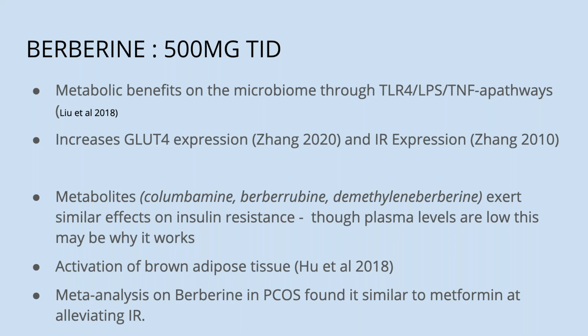It's been known for some time that berberine doesn't really raise plasma levels very high, but there are many metabolites of berberine. And what they've found is that these metabolites actually have pretty powerful effects on insulin resistance. So that might be why it works quite well, despite the fact that it's not raising the plasma levels as much. Berberine can also activate brown adipose tissue. And it's been found in a meta-analysis to be similar to metformin in alleviating insulin resistance, which I find to be quite true clinically as well.